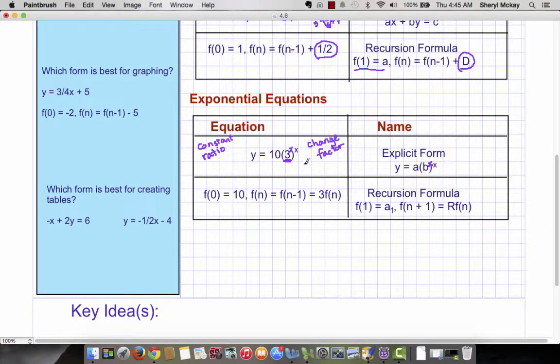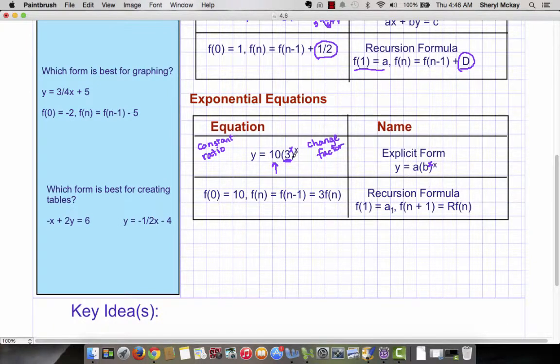Or equal factors over equal differences. So our change factor is 3. That's the thing that we're going to be multiplying by each time. We're going to multiply our starting point, which is 10, our f of 0, or f of 1, or wherever we're starting, is going to be where we multiply by.